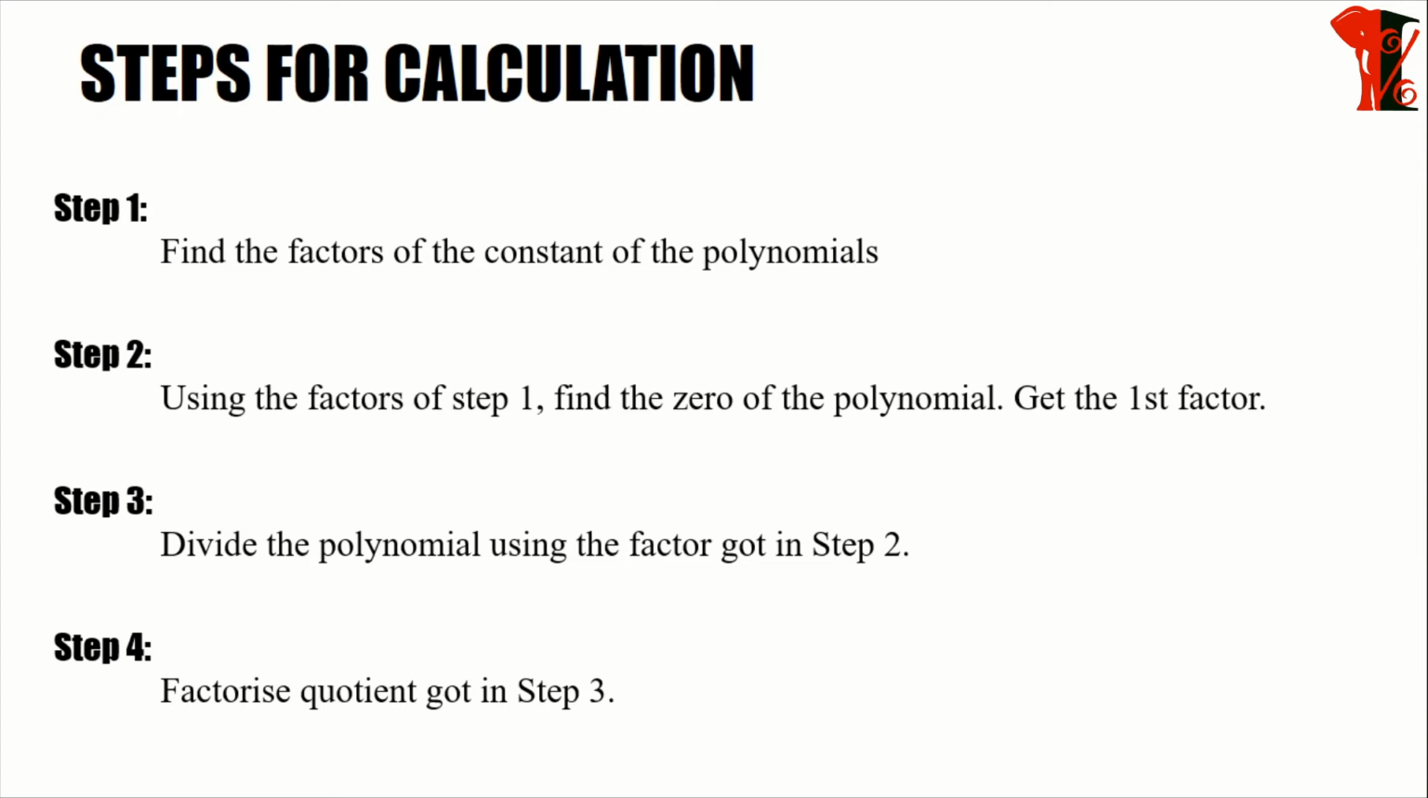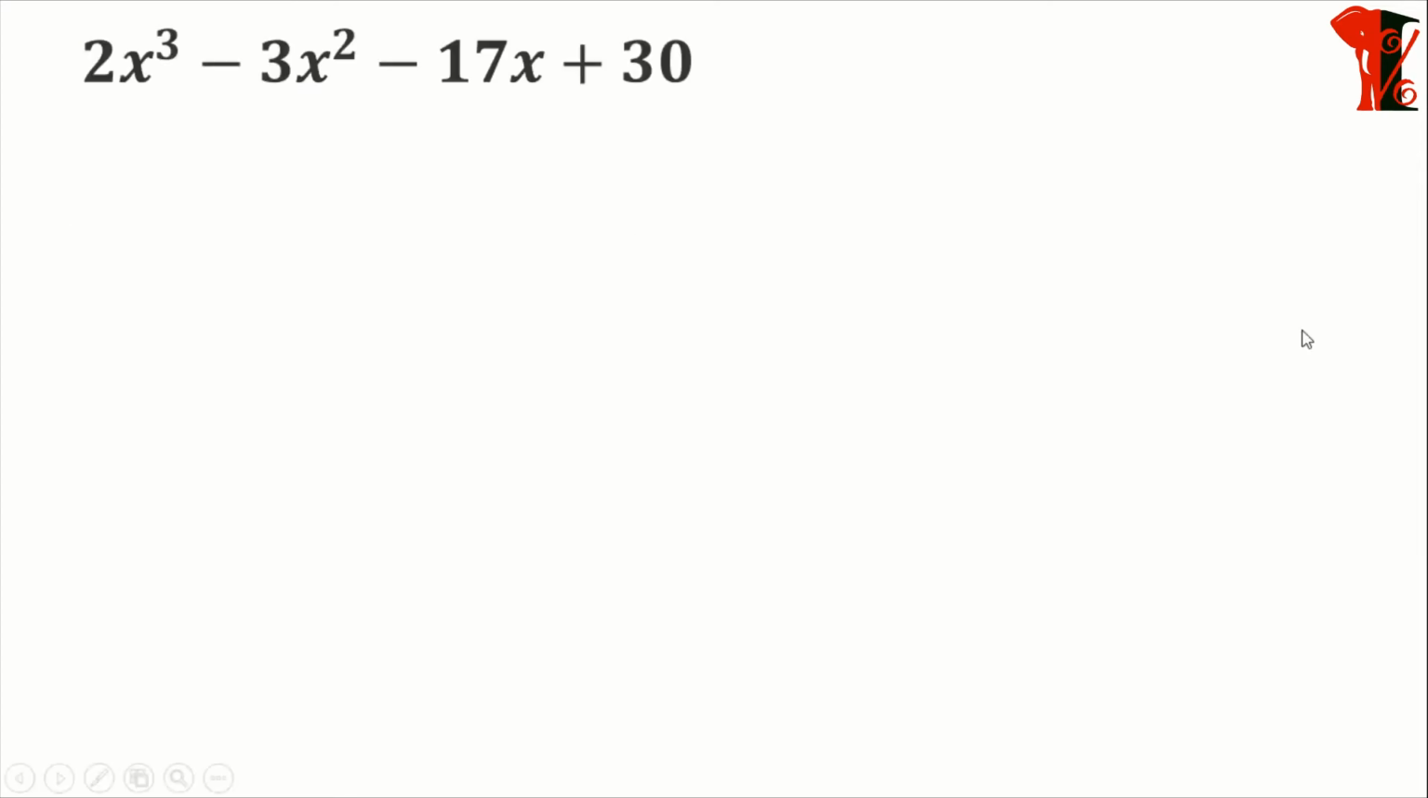Let us try these things with one of the examples. This is the first example which we are going to follow: 2x cube minus 3x square minus 17x plus 30. As we know the first step, we have to find the factors of the constant. Here the constant is 30 because it does not contain any variable. So we consider this as a factor.